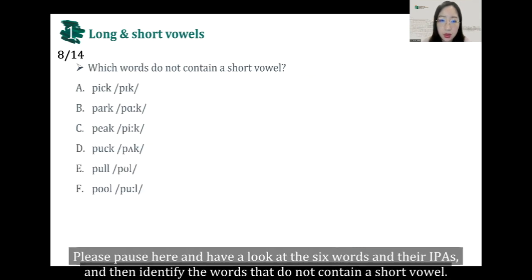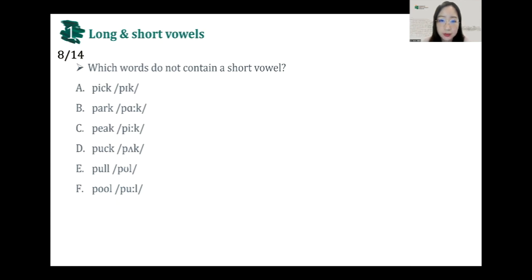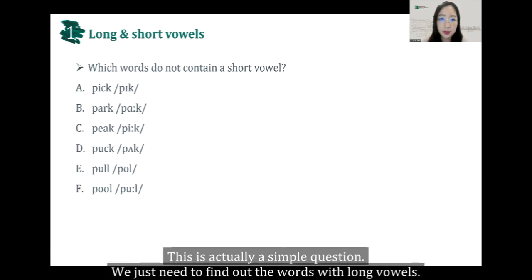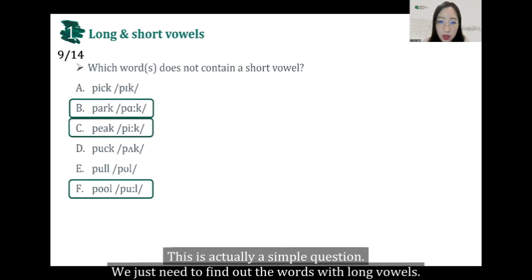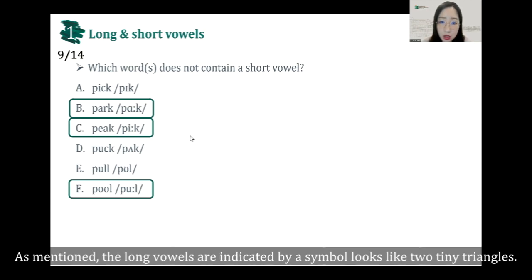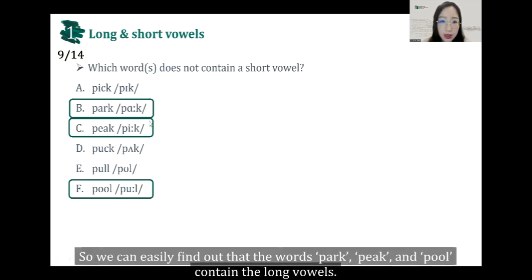Please pause here and have a look at the 6 words and their IPAs, and then identify the words that do not contain a short vowel. This is actually a simple question. We just need to find out the words with the long vowels. As mentioned, the long vowels are indicated by a symbol that looks like 2 tiny triangles. So we can easily find out that the words park, peak, pool contain the long vowels.